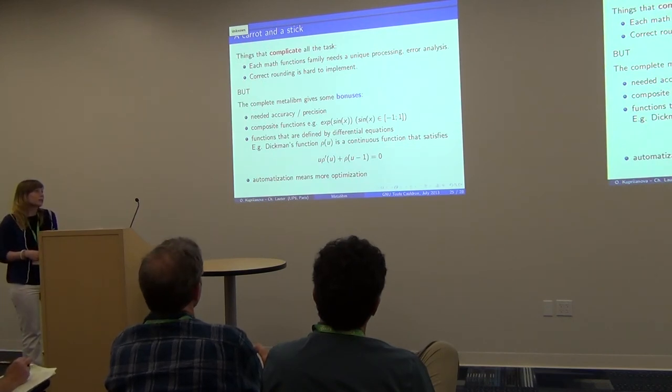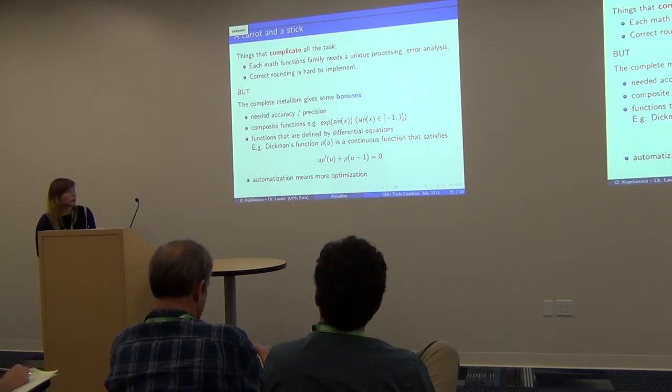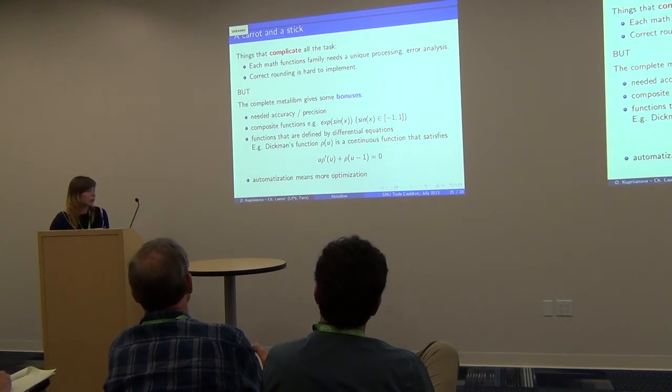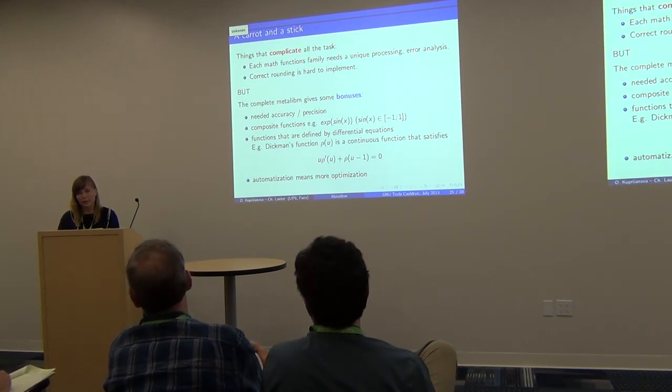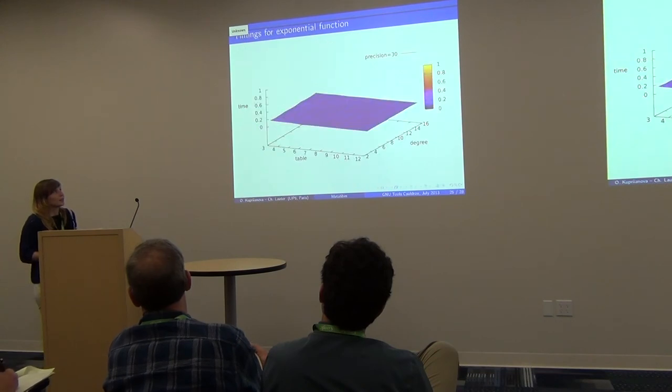We can include in Metalibm functions that are defined by differential equations. For example, Dickman's function, which is defined by an equation with a delay, is used in cryptology to produce smooth numbers. And automatization means more optimization. So we can generate a lot of functions, then test them, get some timings, and choose what we want to have.